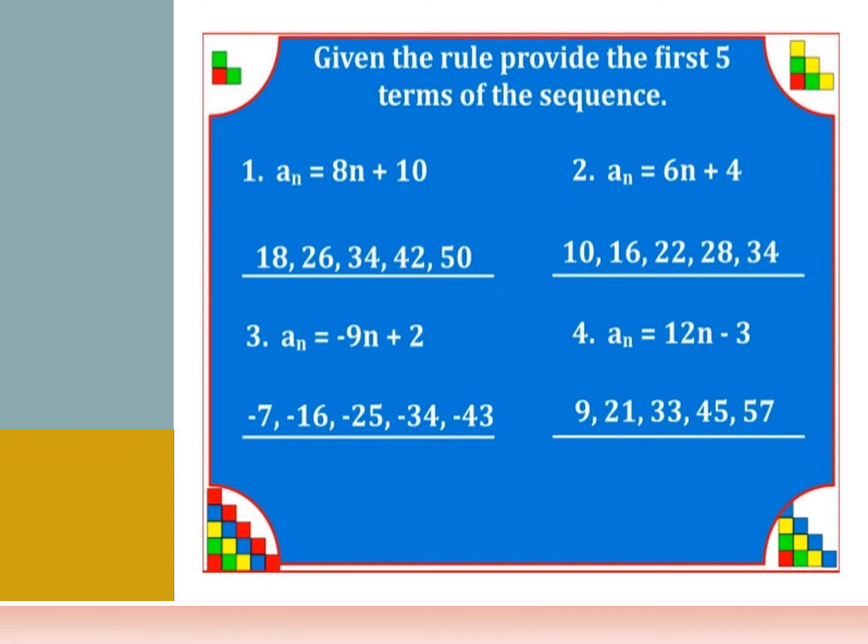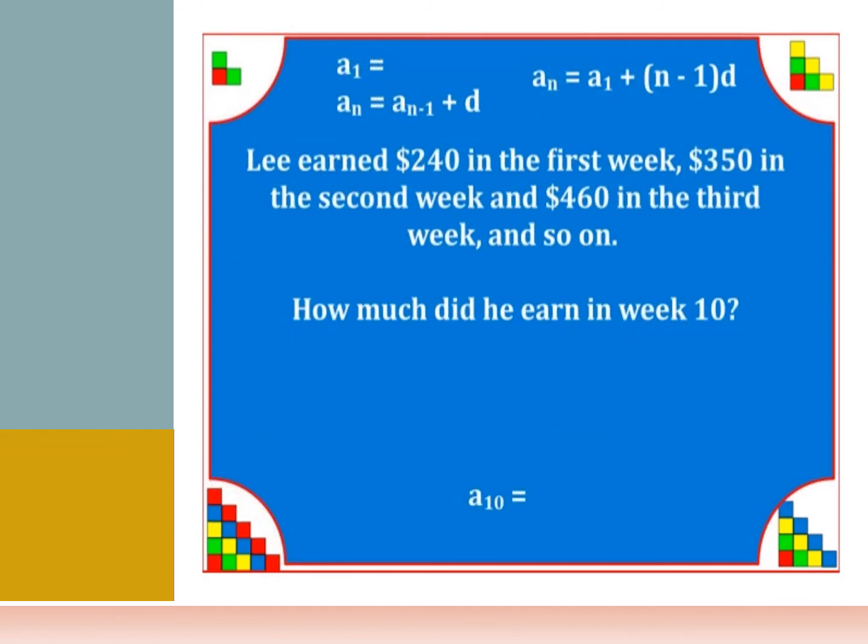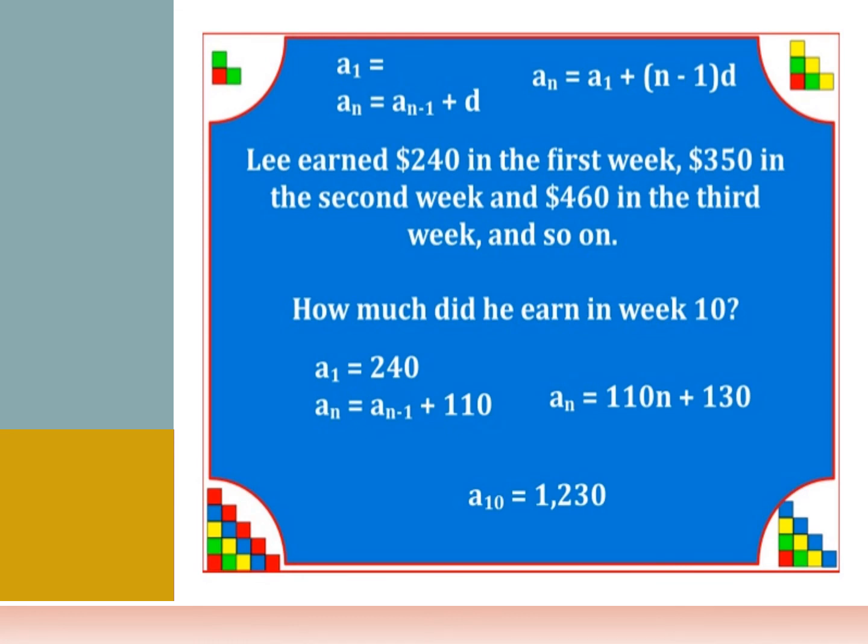Okay, for this example, Lee earned $240 in the first week, and 350 in the second week, and 460 in the third week, and so on. How much did he earn in week 10? So first step, find a1, the initial term, which is 240. Then the second term, 350, minus the first one, 240, we will get d, which is 110.